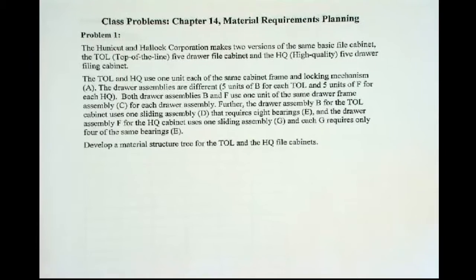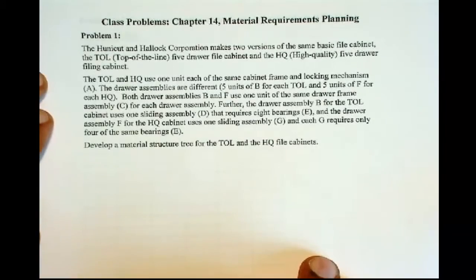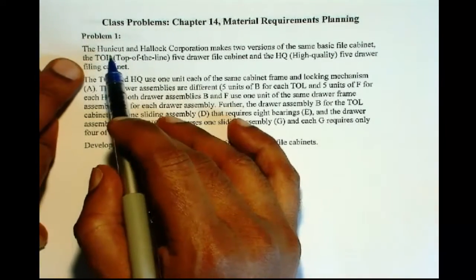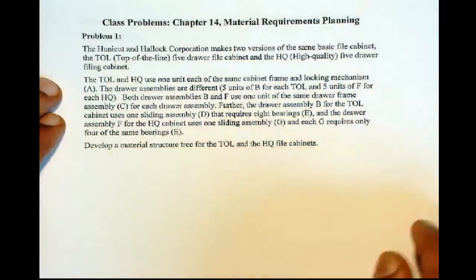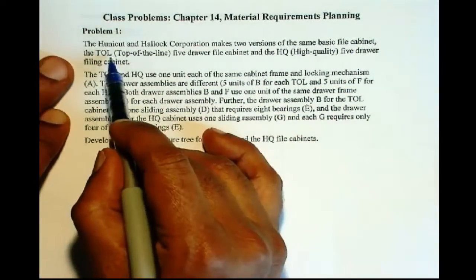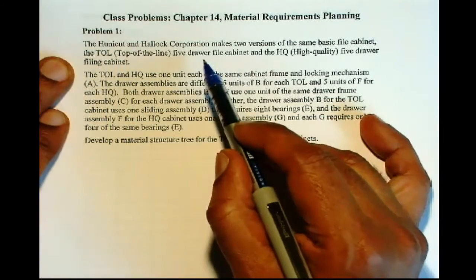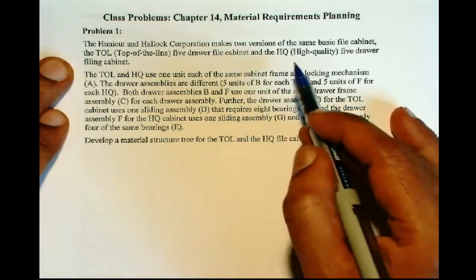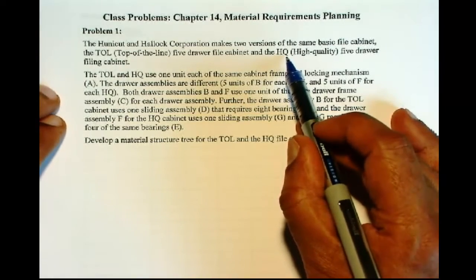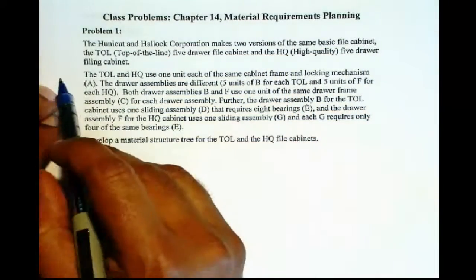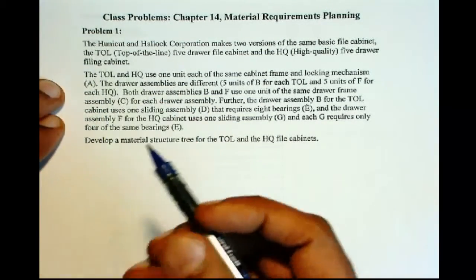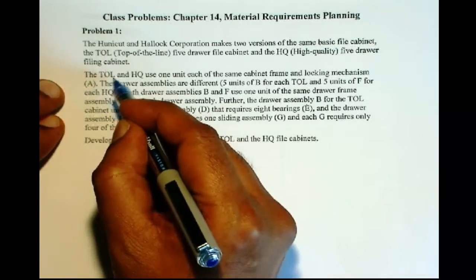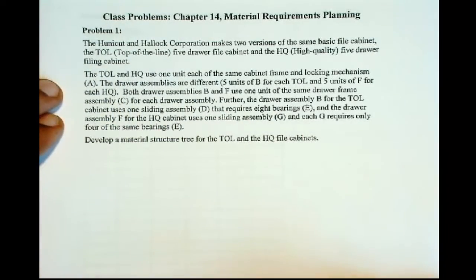In this example, we're going to look at bill of materials and low-level coding. So here we have a company that makes two versions of the same basic file cabinets. One is called TOL, top of the line, 5-drawer file cabinet. And then we have a second product, HQ, again a 5-drawer filing cabinet. Now here is a description of what items are needed for the file cabinets and how they are put together.